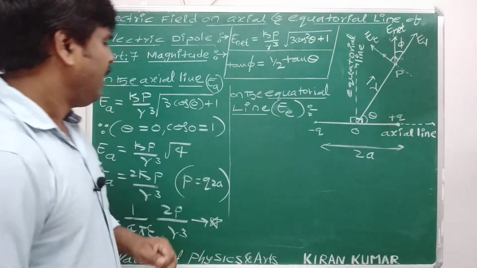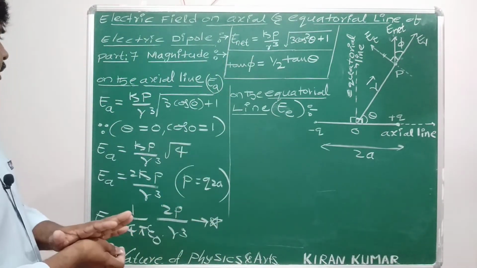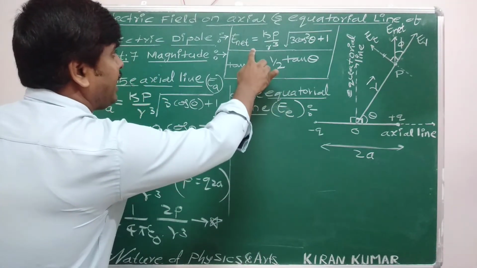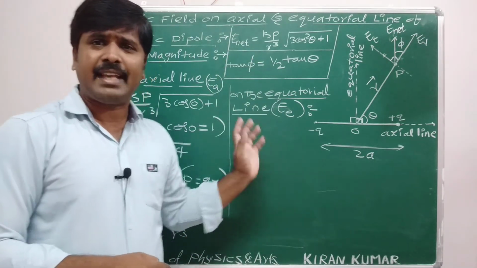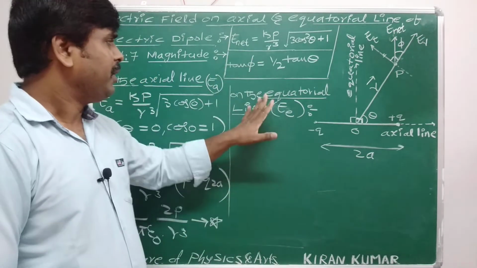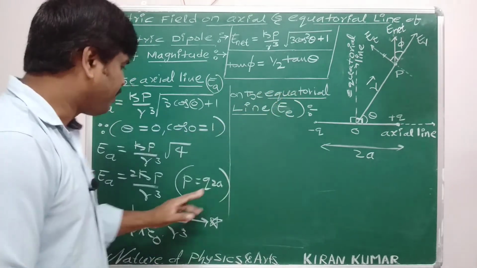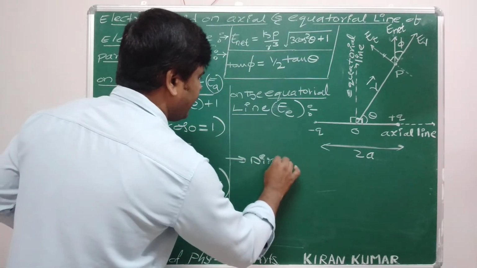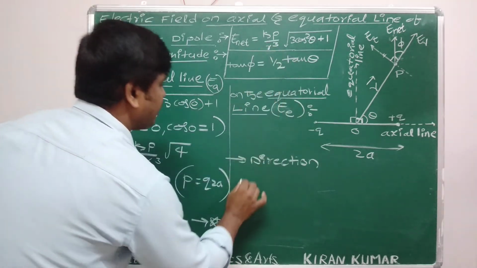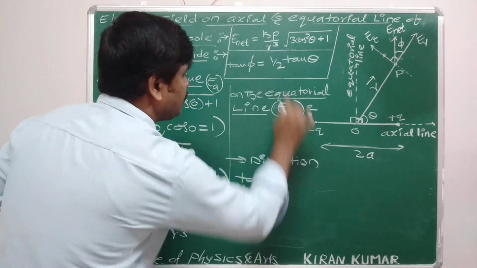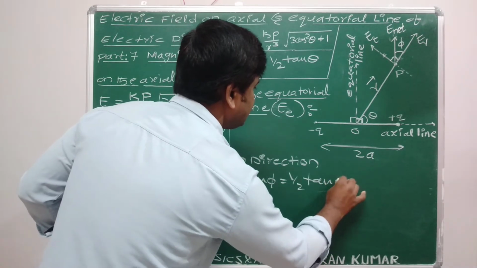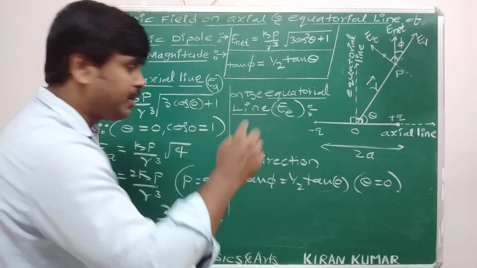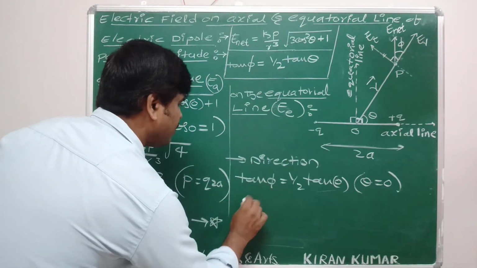Next we will discuss the direction. First I am doing only the axial line, and continuing with direction. The equation is tan phi equal to 1 by 2 tan theta. Here we already know theta is equal to 0 and tan 0 is equal to 0. So here phi is also 0.